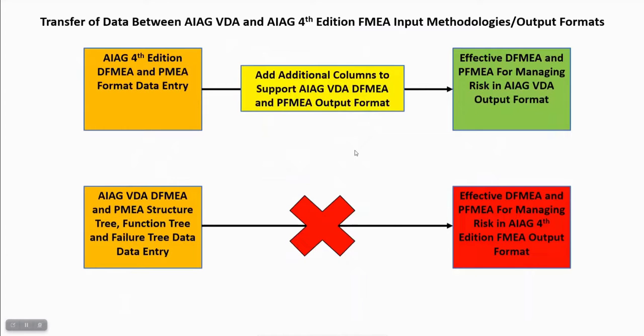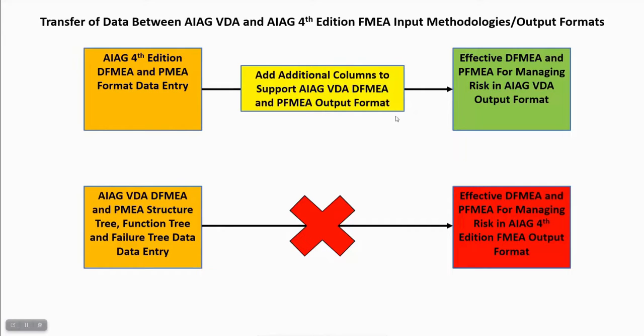Now, very important. What we're talking about here is you have your Excel spreadsheets. You did your data entry in a spreadsheet or maybe existing software, whatever, but it's done in the AIAG 4th edition format. Very, very important, okay? You're not using trees. Just by adding some additional columns, you can get effective DFMEAs and PFMEAs in the AIAG VDA format. So you just have to add columns. This is a very possible thing for you to do.